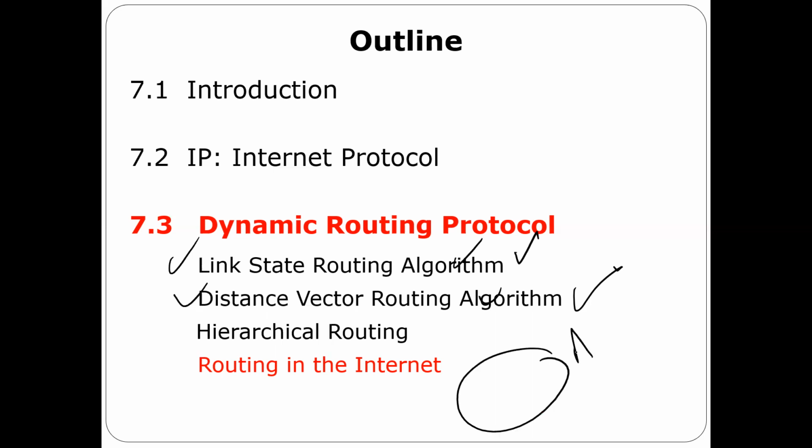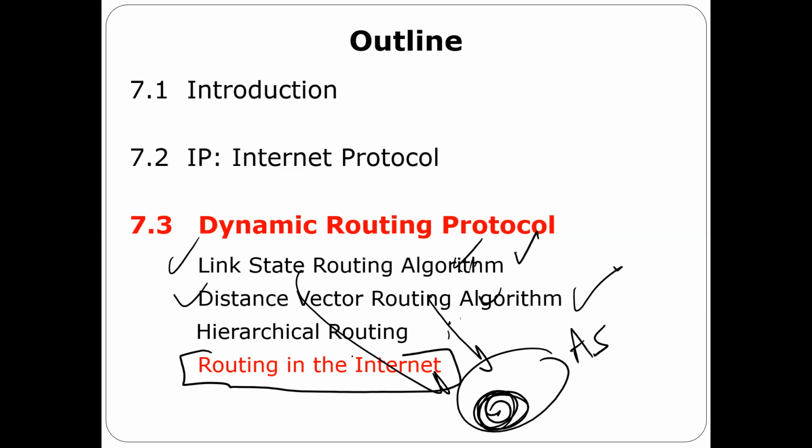For example, inside an ES, I can use one of these two. Even inside an ES itself, if the autonomous system or the network is a huge network, maybe in one building or in one subnetwork, I can use one of these protocols. So in the last part of this chapter, I'm going to give you information about real protocols that we use in the internet.